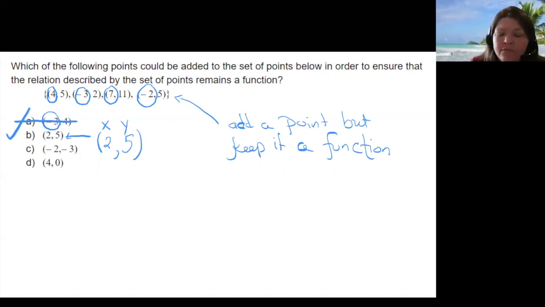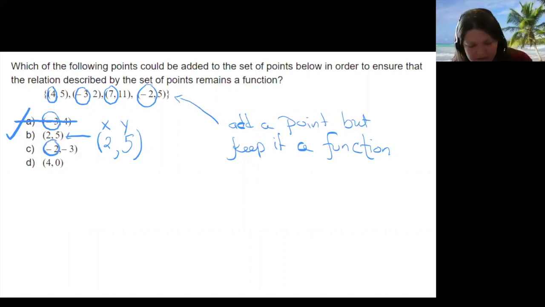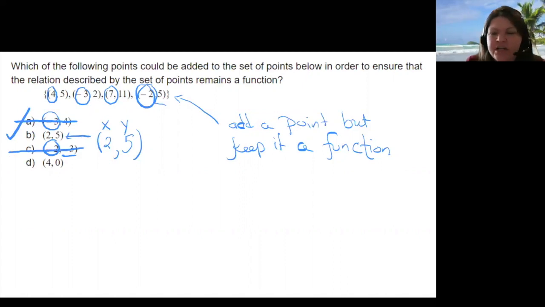I'm good to go. C, we also can't put it, because it's -2, so we have also -2 up there. Right? Absolutely. This has a -2. This has a -2. They are paired with different Ys. This can't happen. No cheating in functions. No X is seeing more than one Y.